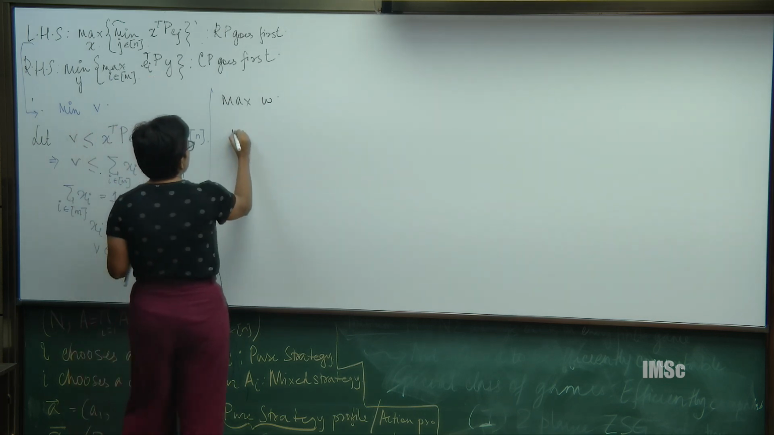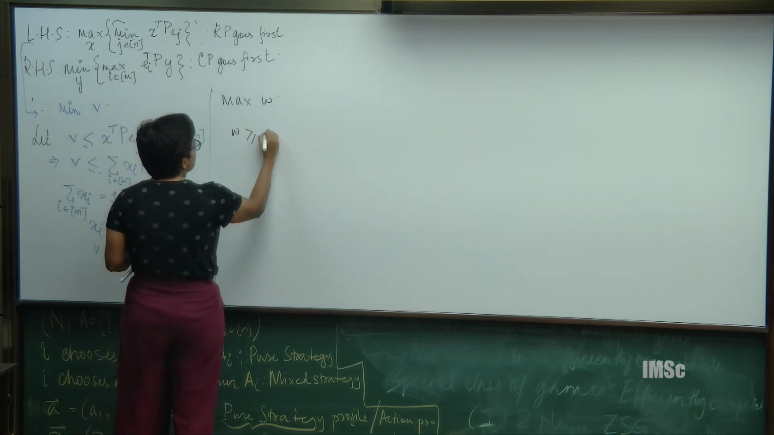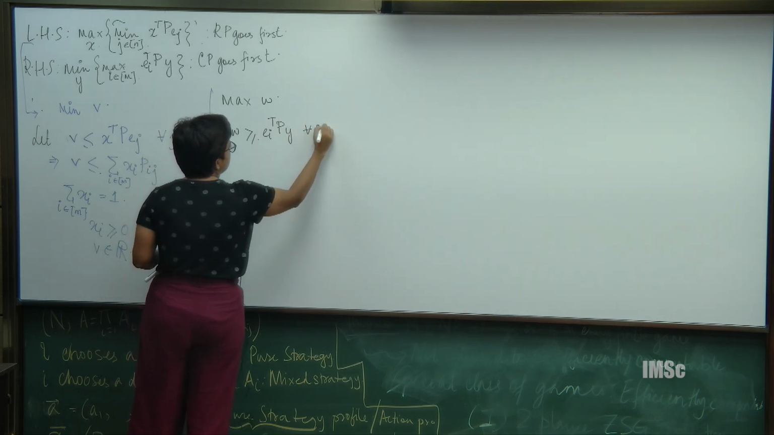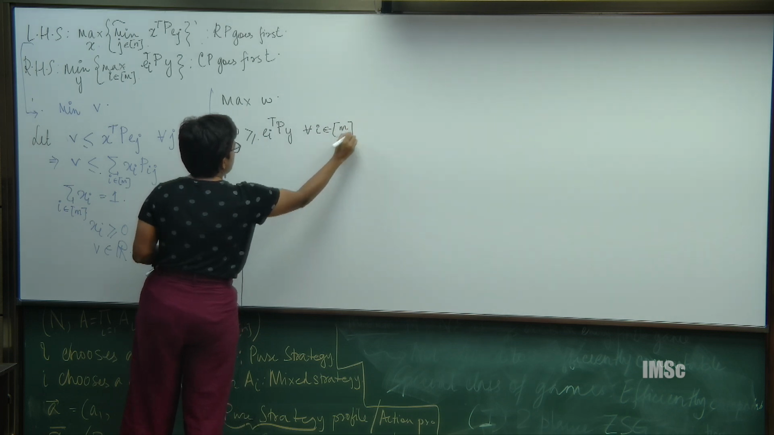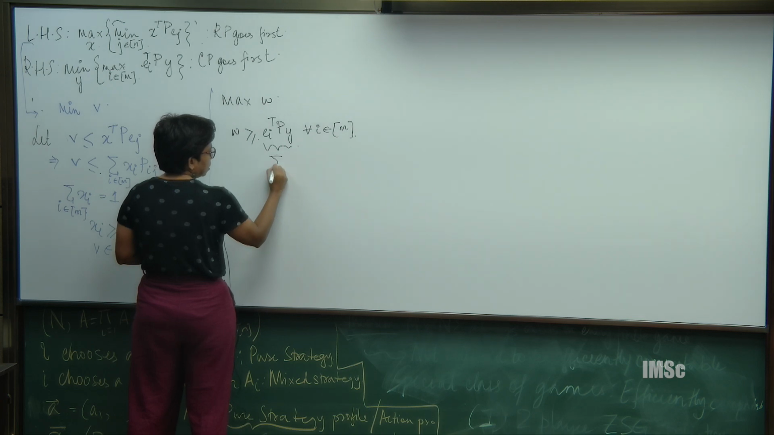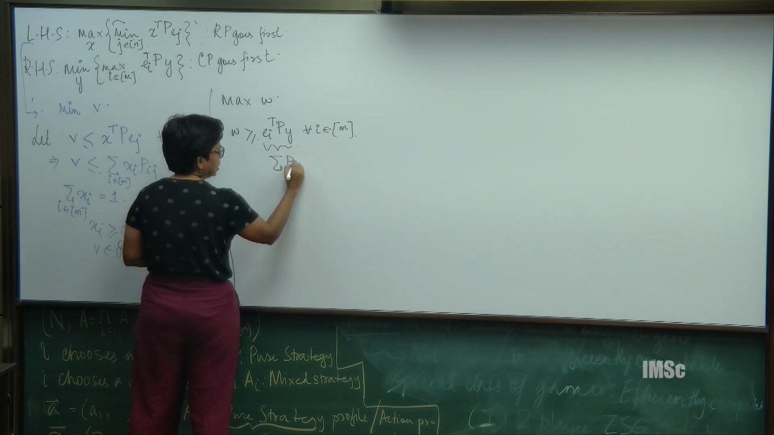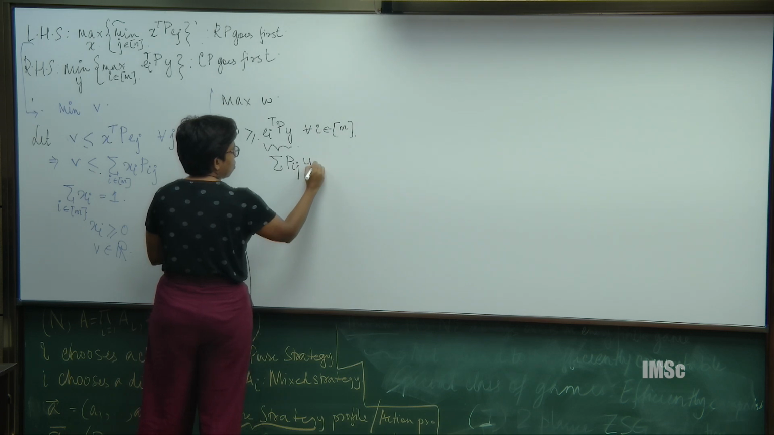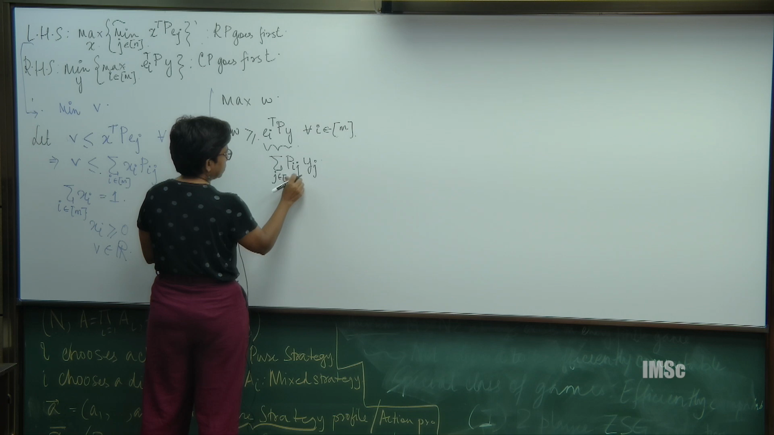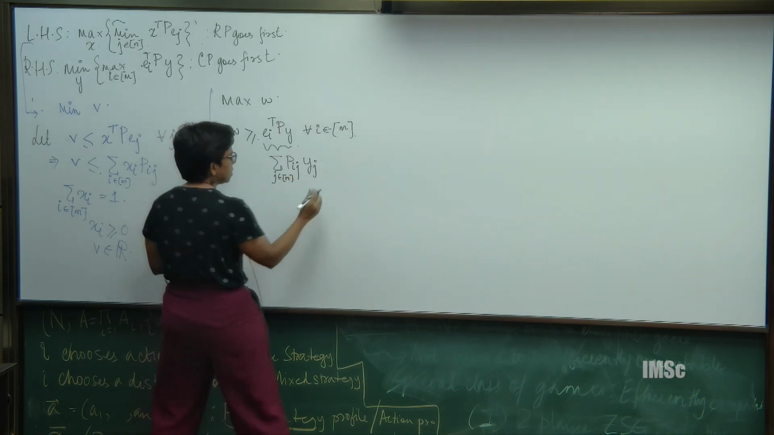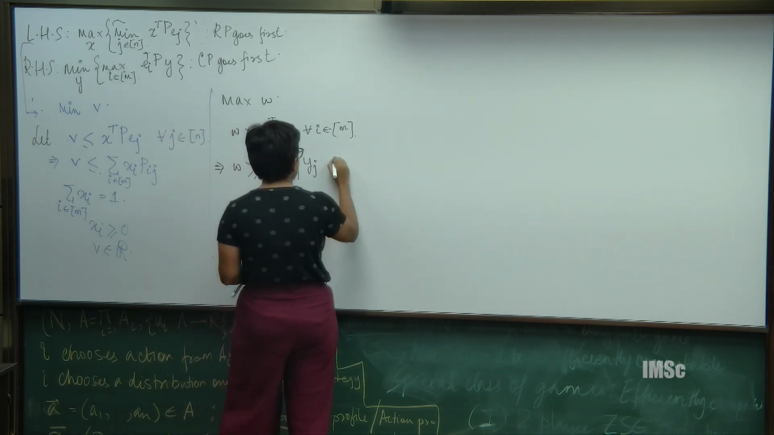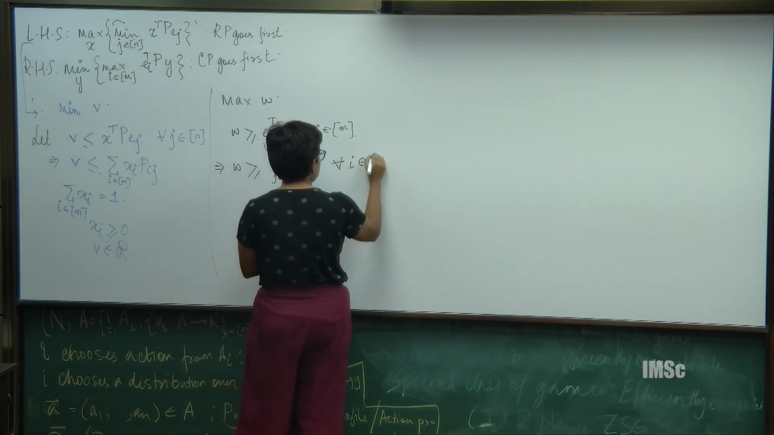So, w is greater than or equal to e_i transpose P y for all i. So, this quantity is nothing but the sum over j of P_ij y_j, right, for all i from 1 to n, correct. So, w should be at least as much as this for all of the rows.